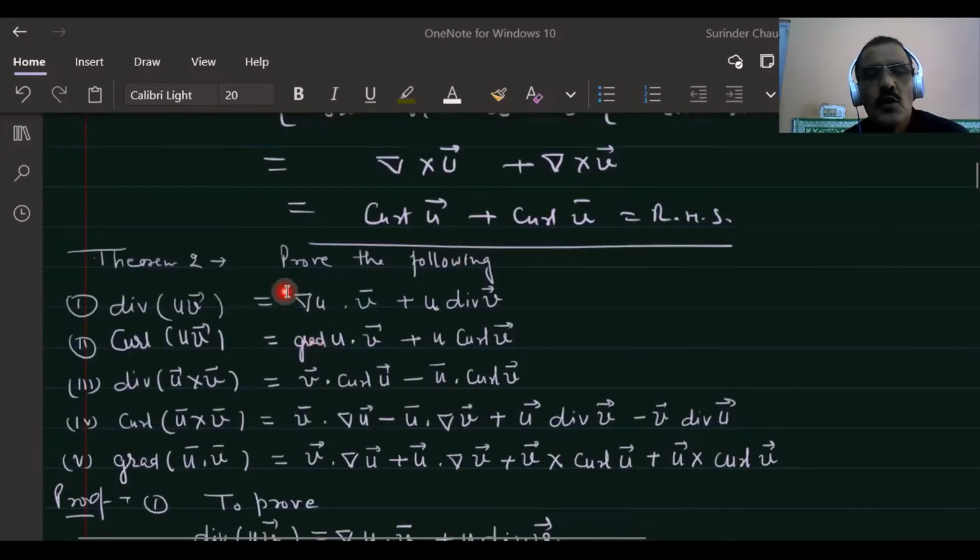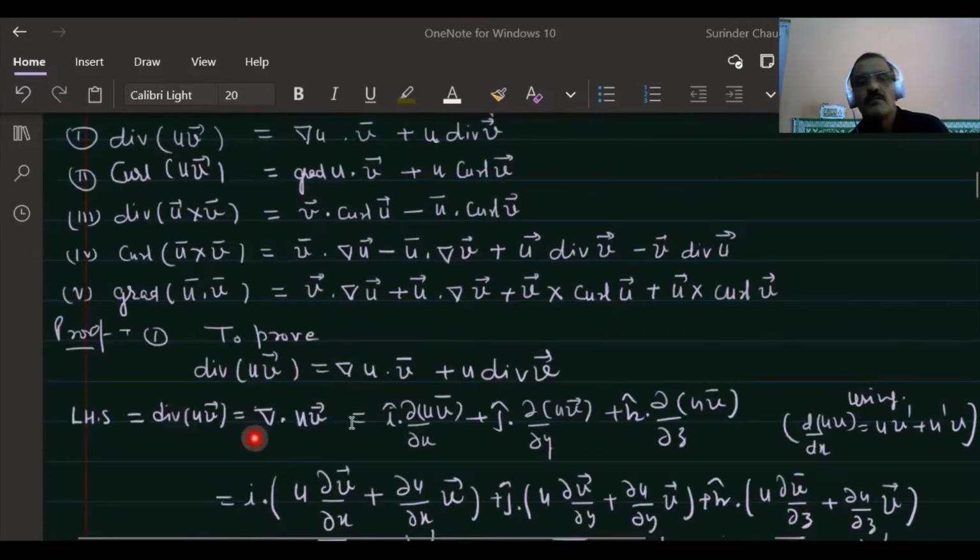Second theorem, prove the following: divergence of scalar point function times vector function is equal to gradient of u dot v vector plus u into divergence of v. To prove it, prove that divergence of u scalar into v vector is equal to gradient of u dot v vector plus u times divergence of v vector. So take the left hand side.